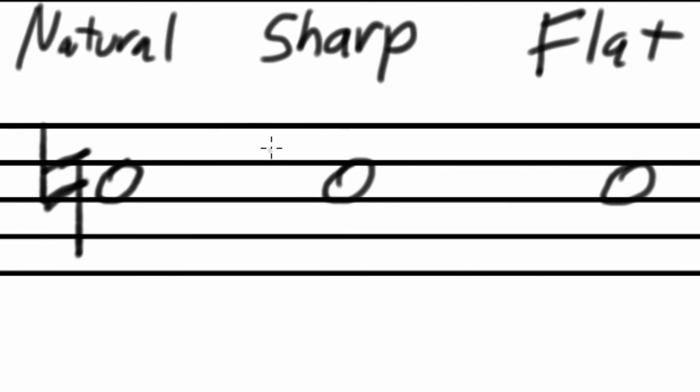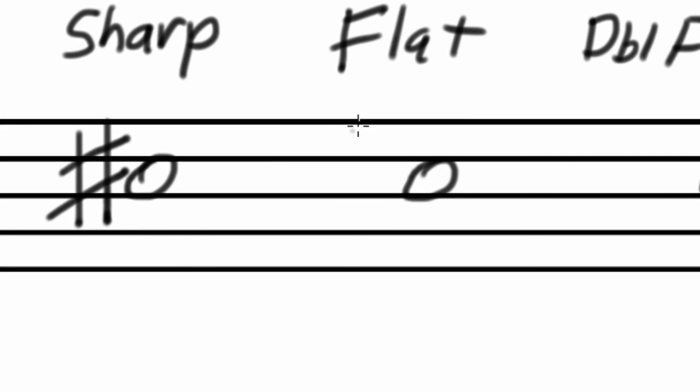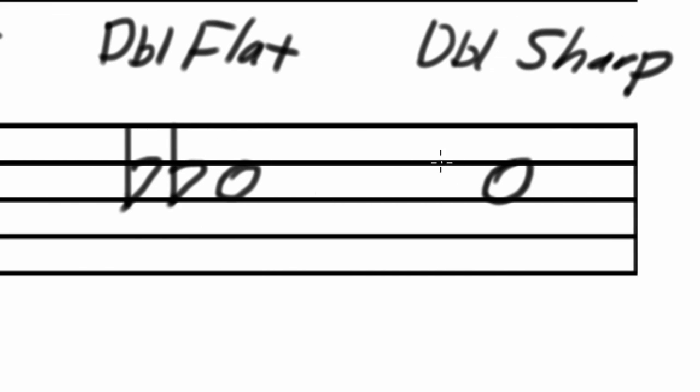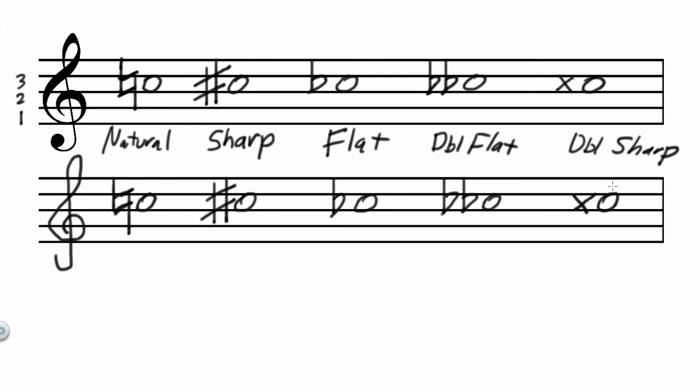Next, we will make a sharp which looks like a hashtag. Next, let's do the flat. We can make a lowercase b. Double flat. We're going to put two lowercase b's working backwards so we know we have plenty of room. Lastly, when we are making a double sharp, you put in an x. That's how to write accidentals.